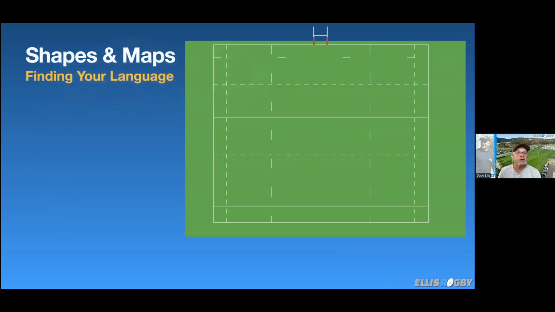Okay, here we go. Shapes and maps. So finding your language here. Every team should have their own language. How you call it, for example, is what you might do. So when you're designing it, you need to have language that makes sense to your players.